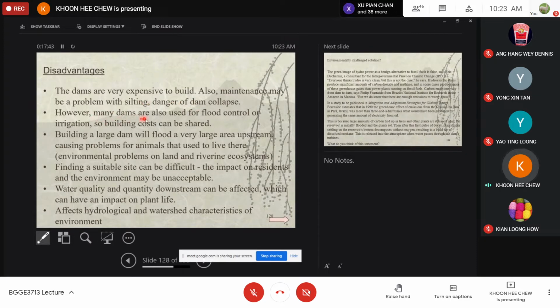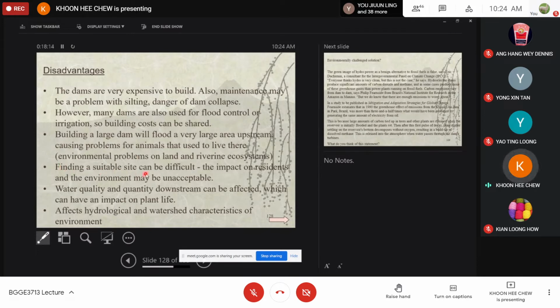However, many dams are also used for flood control and irrigation, so the building costs can be shared. So this is a multi-purpose dam. The dam is built not only for generating electricity, but it can also be used for flood control and irrigation and so forth. And building a large dam will flood a very large area upstream, causing problems for animals and plant life there. This is the damage to the ecosystem that we mentioned earlier.